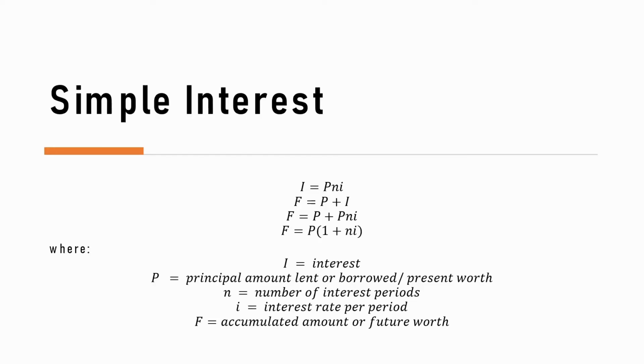So, nanghiram ka, so magbabayad ka ng interest dahil hiniram mo yung pera. So, F is equal to P plus P N i. Sinubstitute lang yung P N i dun sa I. And then, F is equal to P multiplied sa (1 plus N i).